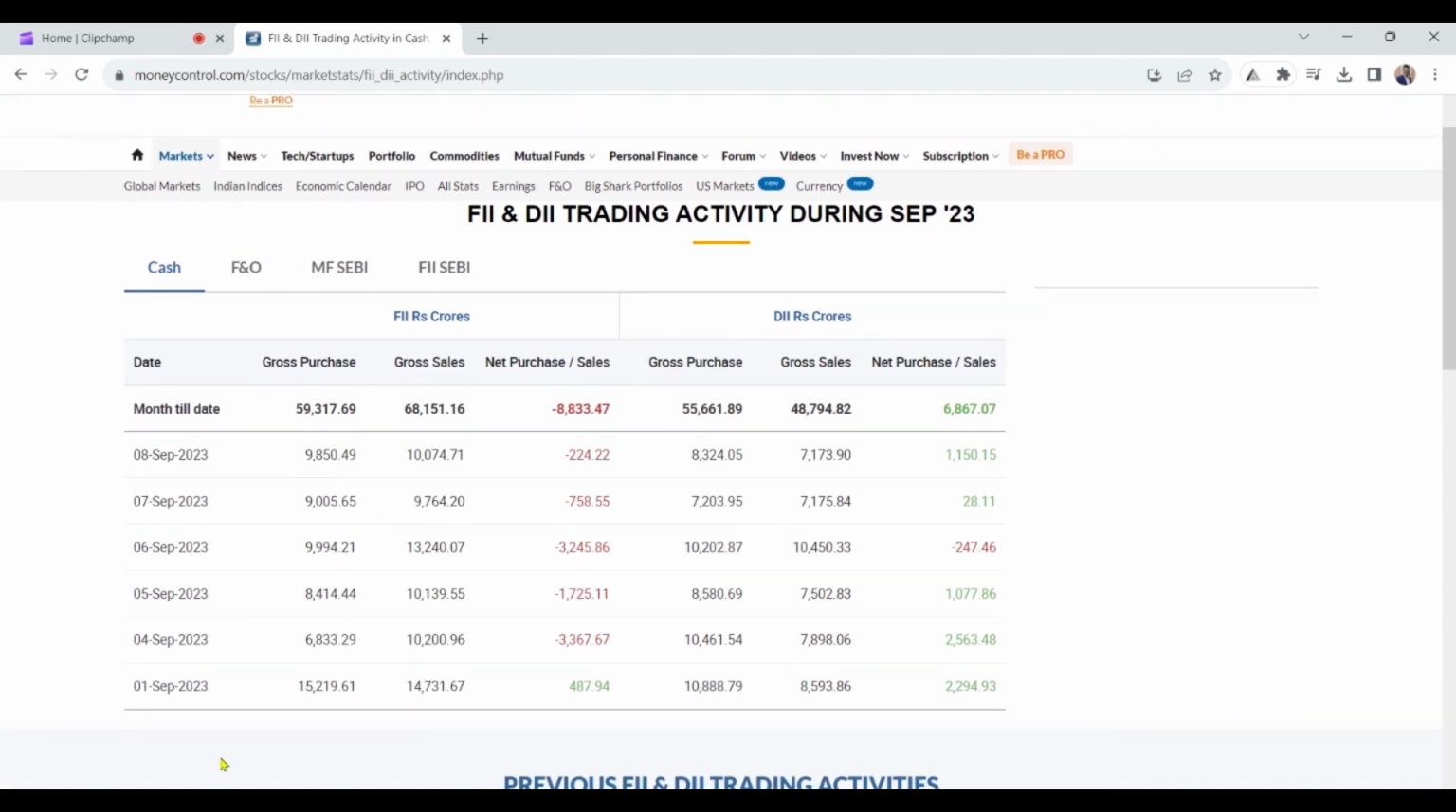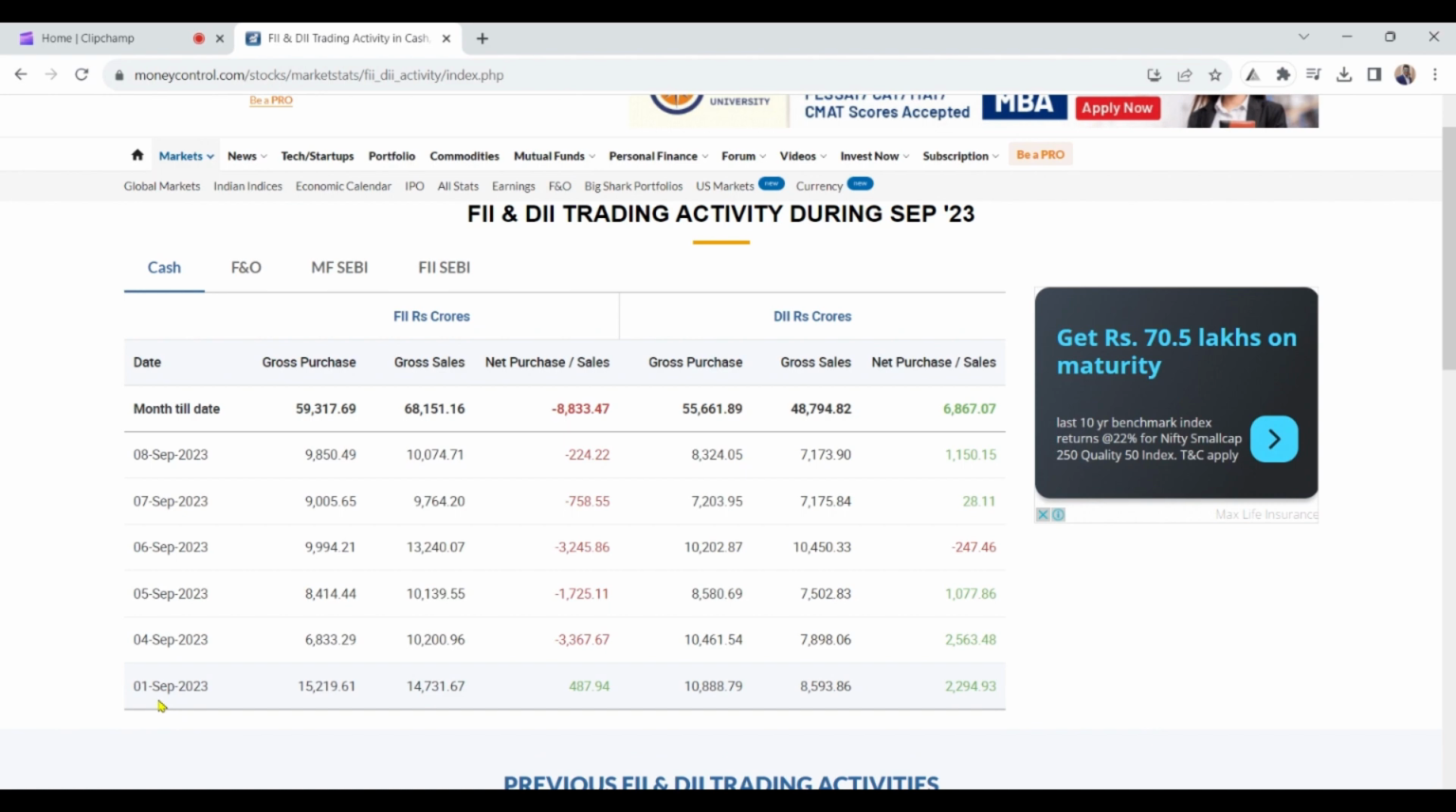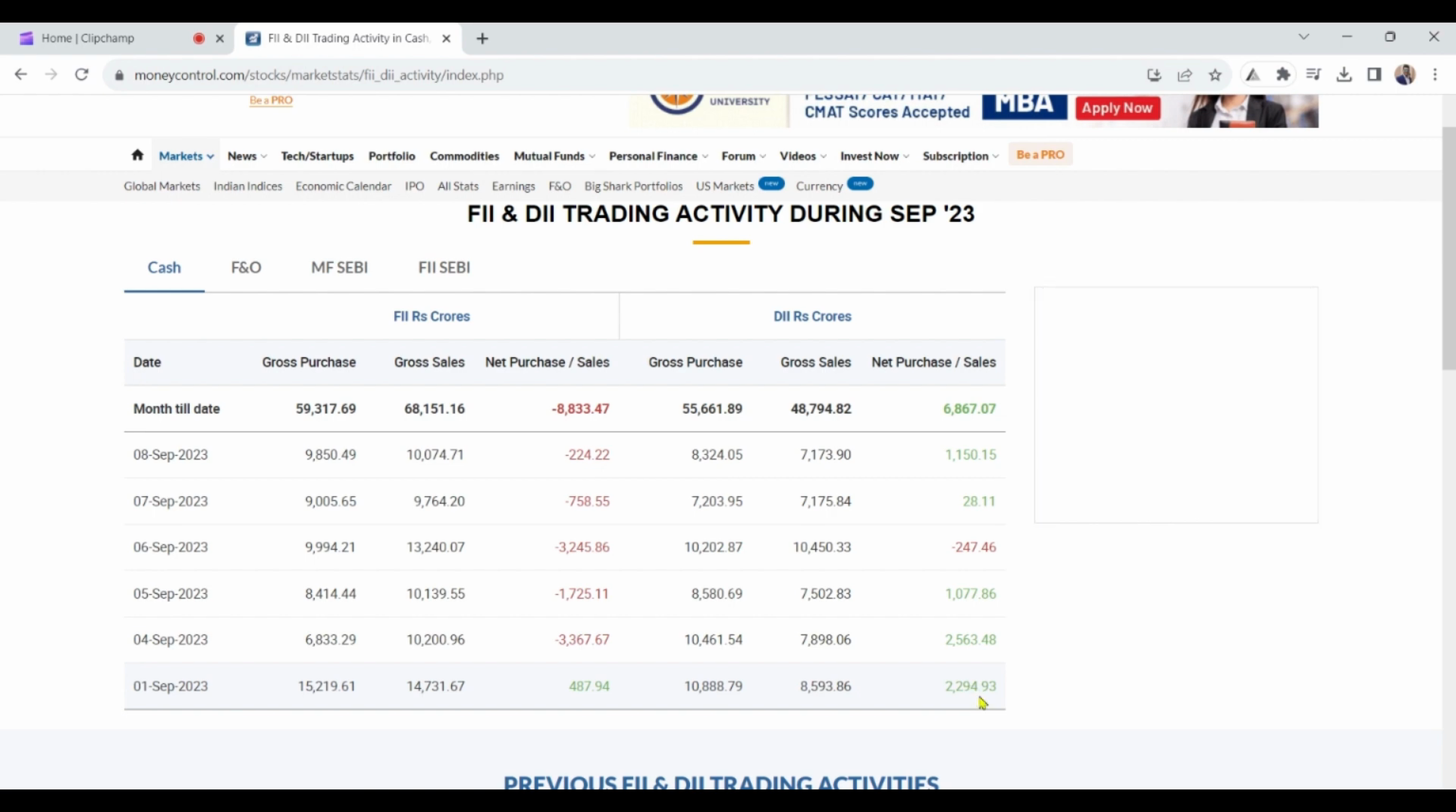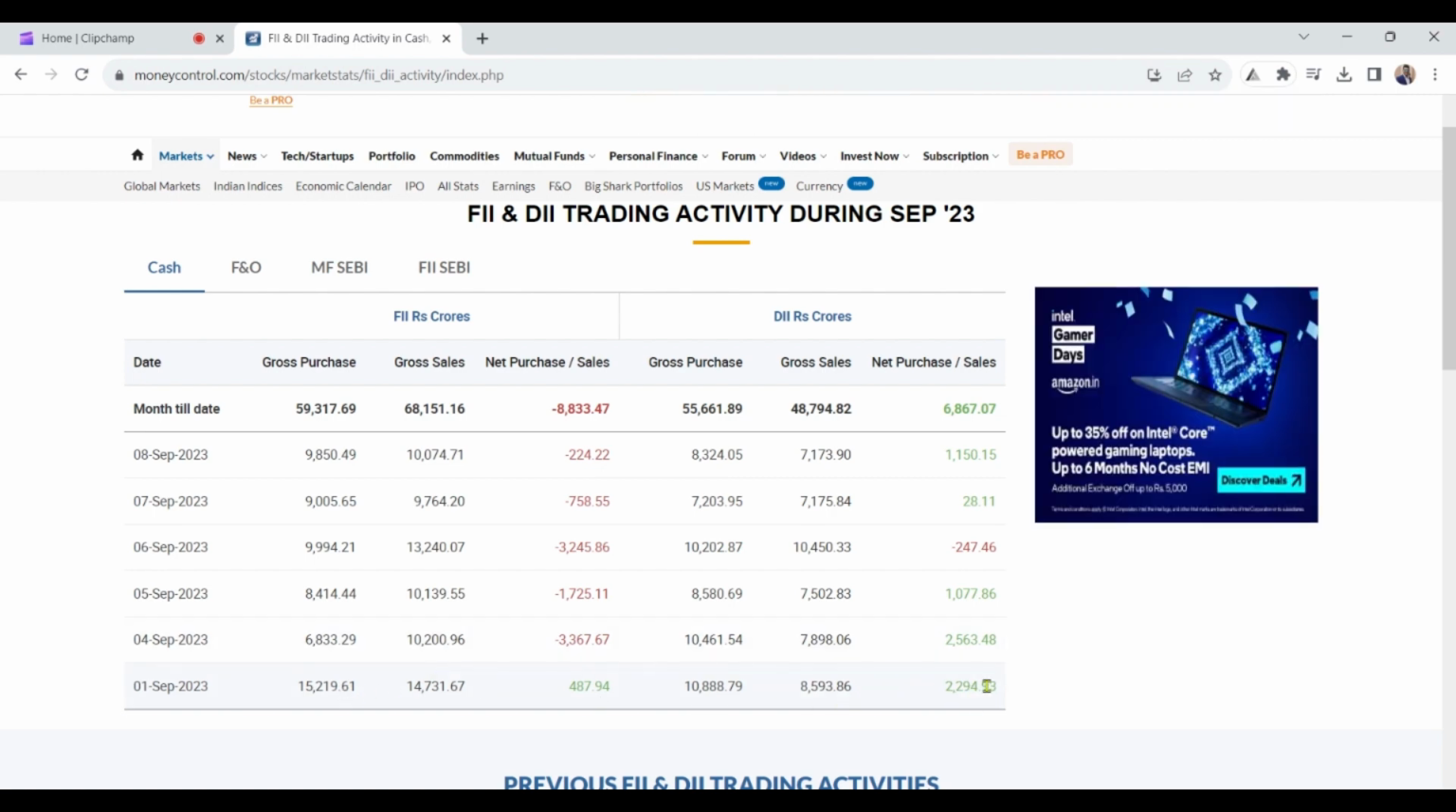So here you see for the current month, September, the FII and DII activity is displayed on a daily basis, like how much amount they have bought or sold each day. For example, on 1st of September, FIIs have bought for 487 crores and DIIs have bought for 2294 crores. So there was a huge buying together on this day. It means on this particular day, our Nifty index would have gone up, right?